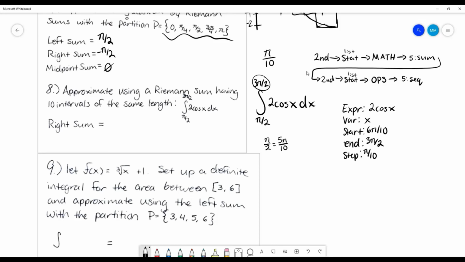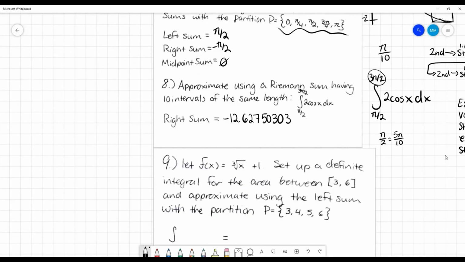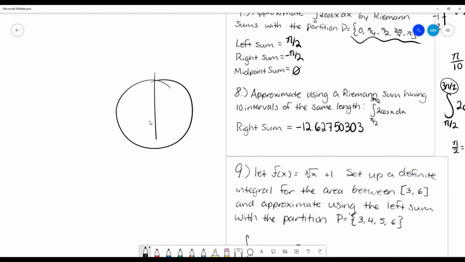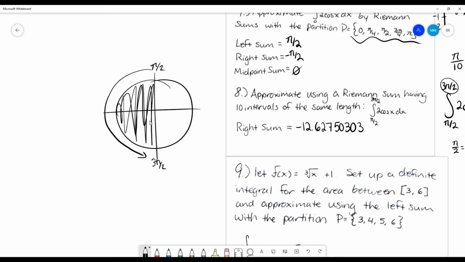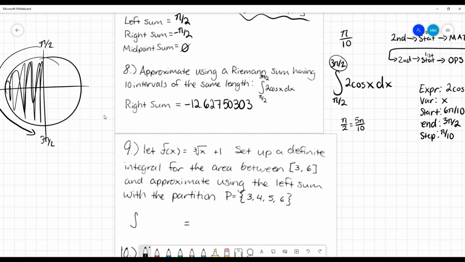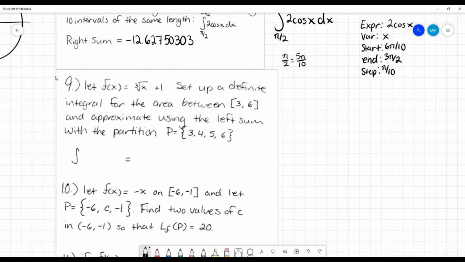And then we paste and write that in. We get a right sum of a negative, this here. I think that's right. That would make sense because thinking about our unit circle, we've got pi over 2 and 3 pi over 2, and our cosine all on this side, which is what we're evaluating, all of that cosine is negative. So everything under that curve is also going to be negative. So it makes sense that our right sum is a negative number. Yeah, I think that's all for that one.